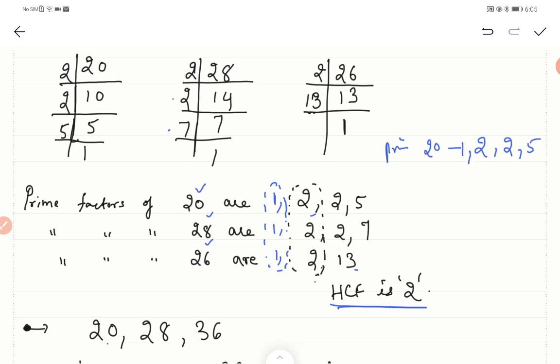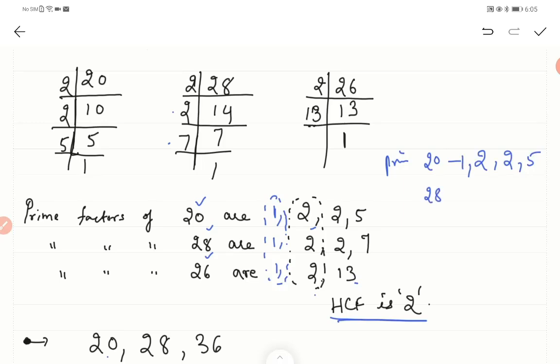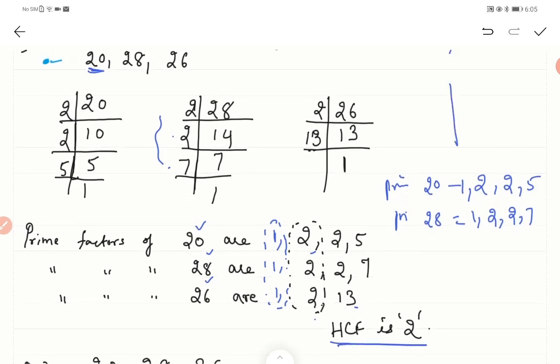1, 2, 2, 5. Okay, what about 28? Even 28 we already did. For 28 we got prime factors 1, 2, 2, and 7. Now let me get the prime factors of 36. For 36, I'll take 2 1s as 2, 2 8s as 16, 2 9s as 18, 3 3s as 9, and one more time 3. Now you remain with 1 here.